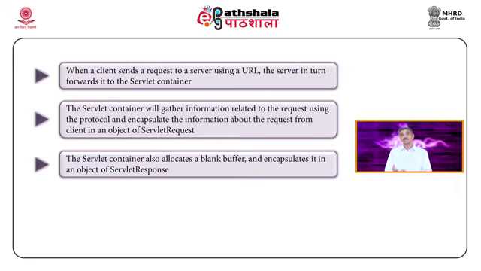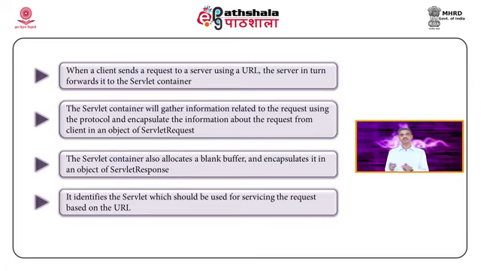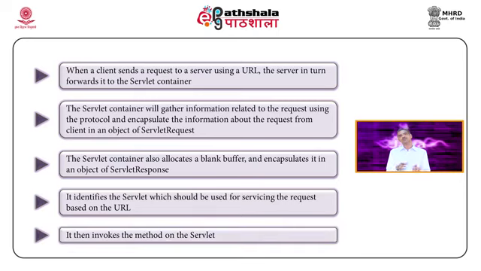These two objects would then be made available. But first, before that, it has to identify which servlet this request is meant for. It identifies the servlet because of the mapping of a URL. It identifies the servlet and then invokes the method which is meant for servicing, and that method name is service. So, we have a regular invocation of the service method.